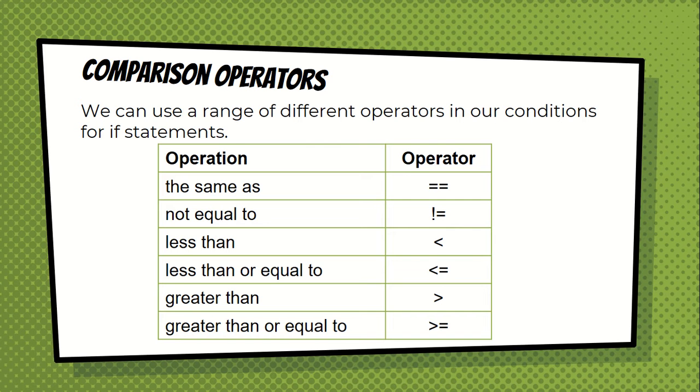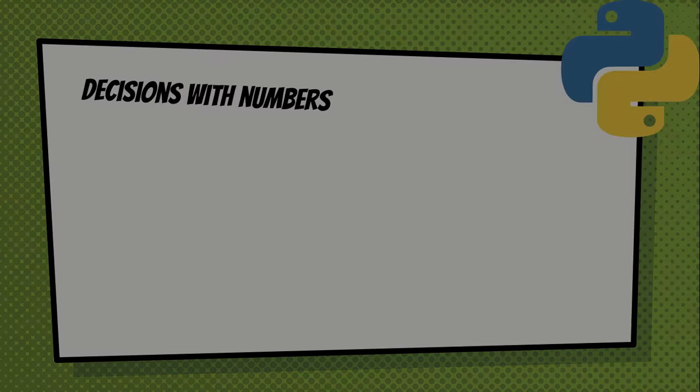So we've seen one of those operators, the double equal sign, the comparison operator, which quite literally means, is it the same as? But there are others that we can use depending on what we're trying to compare. The not equal to is an exclamation mark equals. We've got less than and greater than as our normal symbols you'd be used to. If we add an equals sign to each one of those, we get less than or equal to or greater than or equal to. And we can use those operators to form our conditions for our if statements.